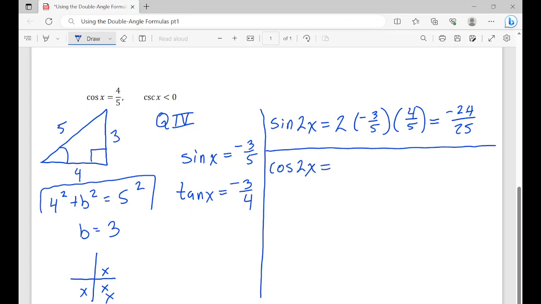Next, I'm going to do cosine 2x. And again, I would like to just use the first formula. It just seems the easiest to me. And so I'm going to get 4/5 squared minus negative 3/5 squared. And when I work all this out, I'm going to end up with 7/25.